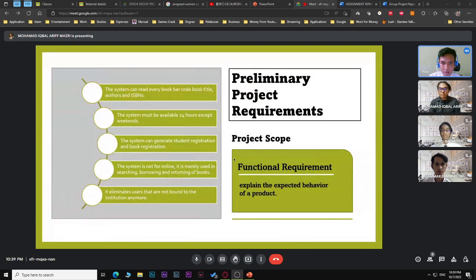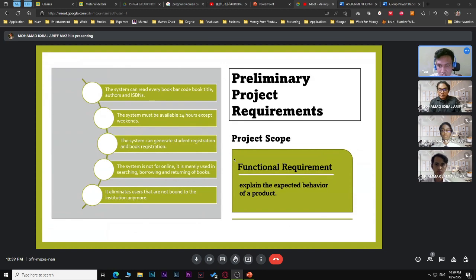This is our preliminary project requirement. Firstly, about the project scope, the functional requirement explains the expected behavior of the product. The system can read every book barcode, book title, authors, and ISBNs. The system must be available 24 hours except weekends. The system can generate student registration and book registration.